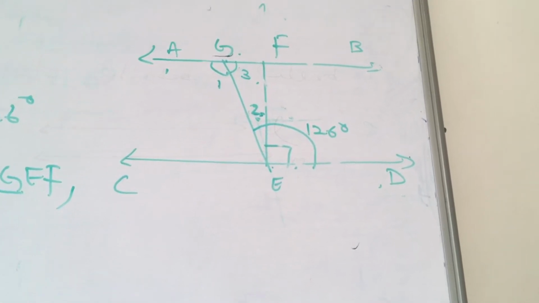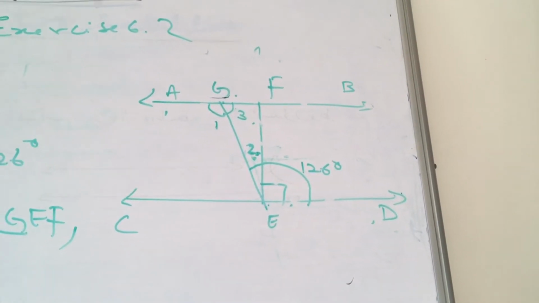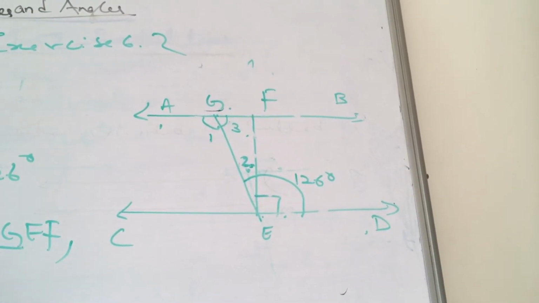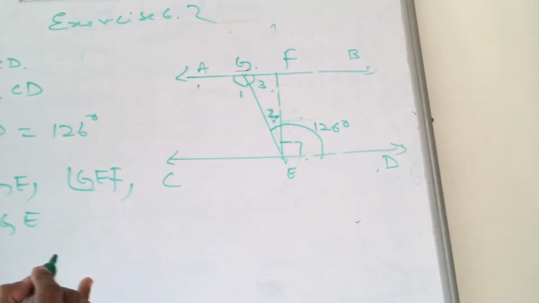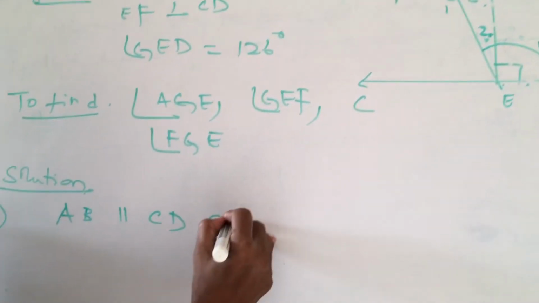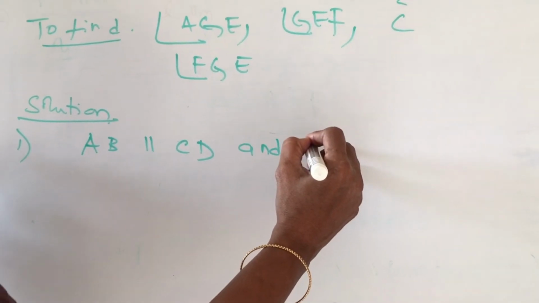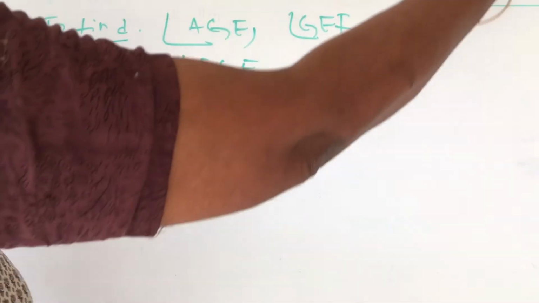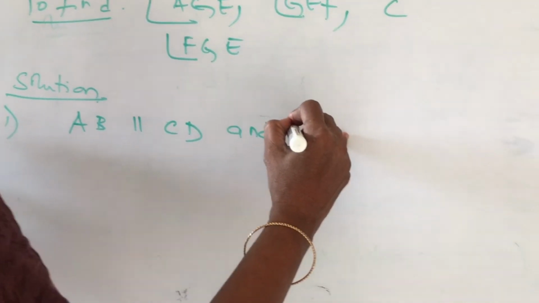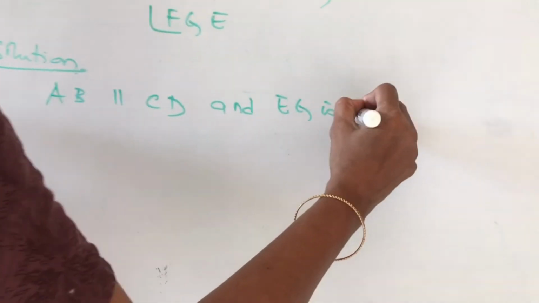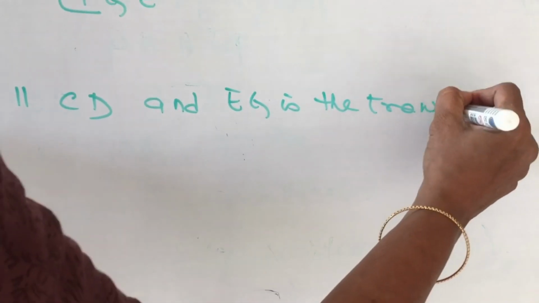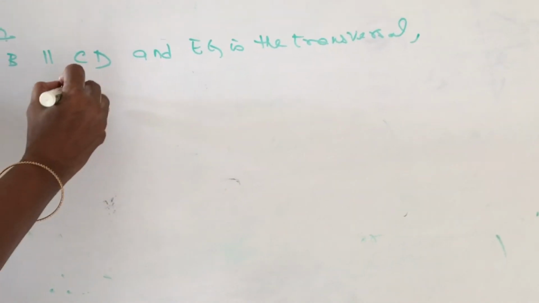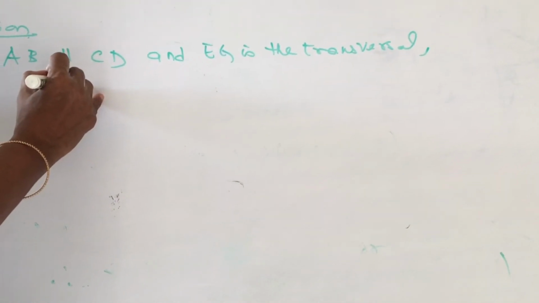It is an easy concept, girls, provided you use the properties of parallel lines. First step, AB parallel to CD. When we use the word parallel, children, you have to select your transversal. Which is the transversal? AB parallel to CD. And which is the transversal, girls? Can you identify? EG is the transversal. Yes. If lines are parallel and cut by a transversal, alternate interior angles are equal.